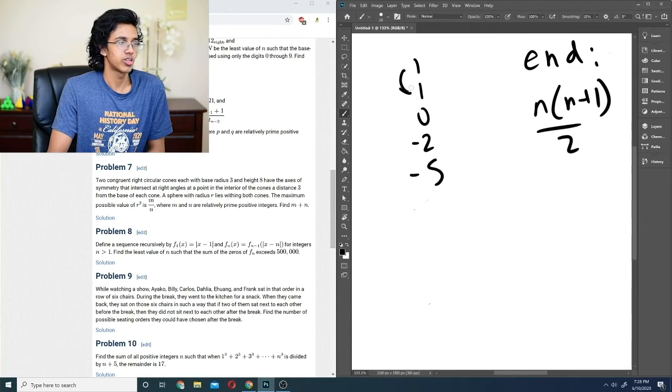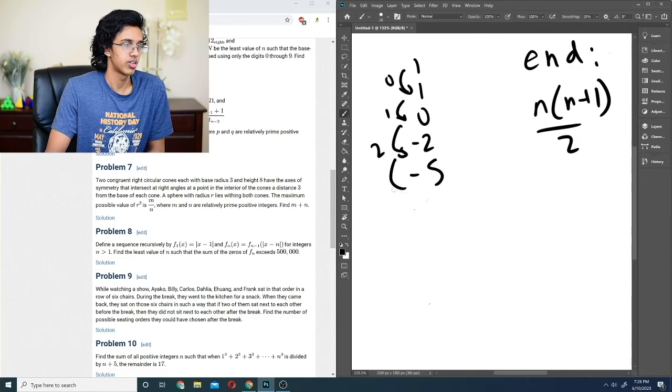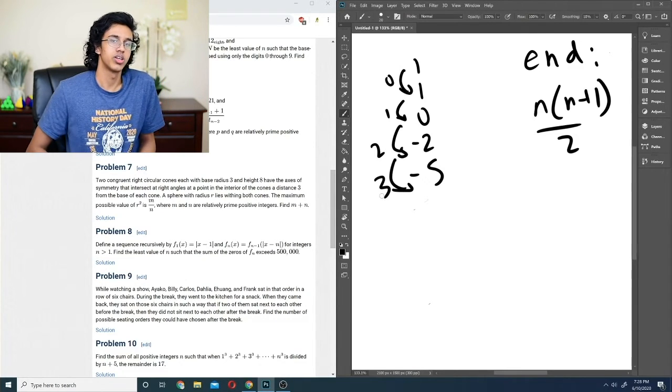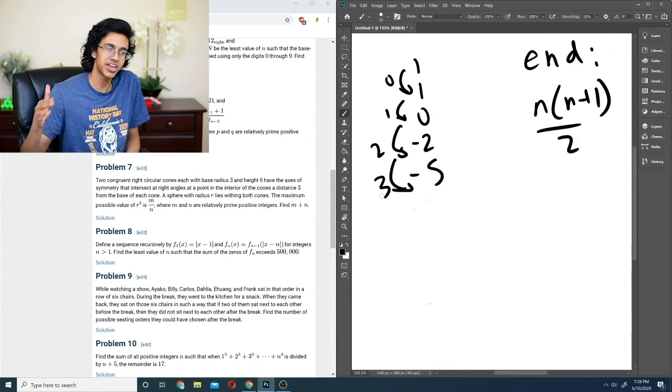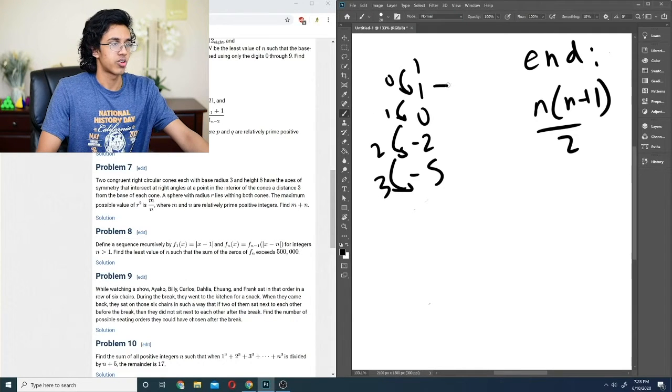So first, there's a difference of 0. Then there's a difference of 1. Then there's a difference of 2. Then there's a difference of 3. Wait a minute, this seems like triangular numbers again. So essentially, if we want to start from here, this is f of 1, so f of 2. So we could start from here.